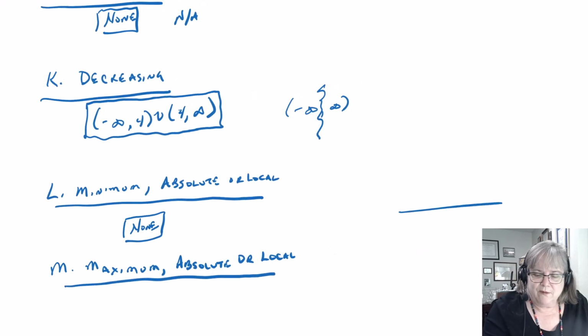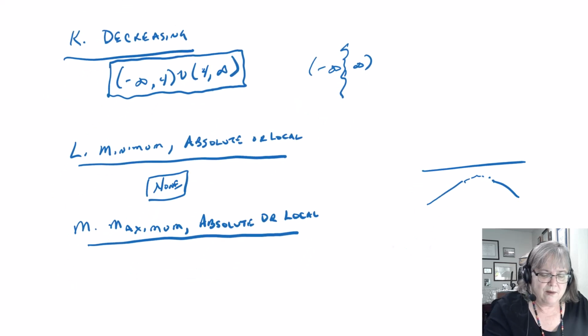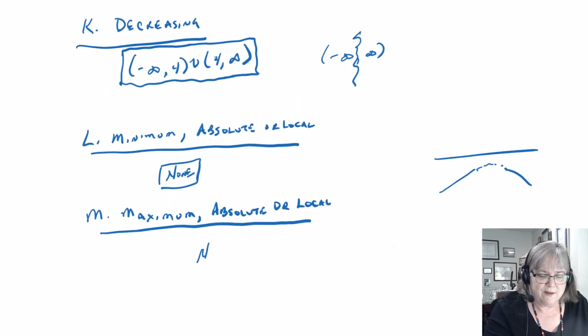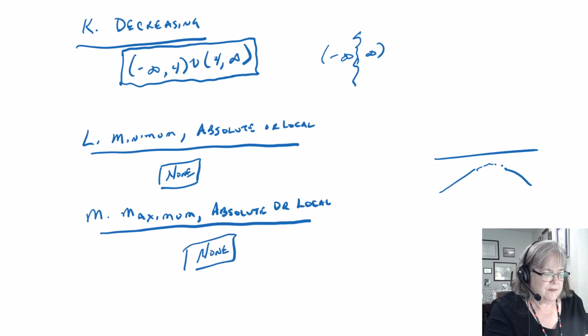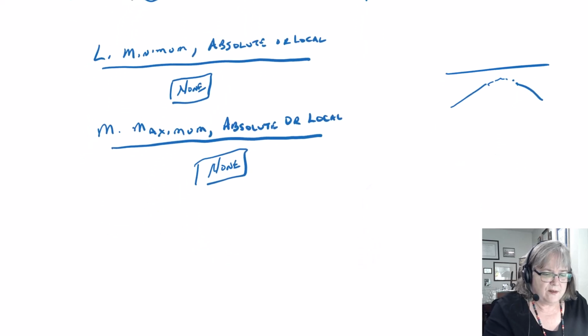We would have been looking for some sort of increasing, decreasing, where you could see like a peak or a mountaintop, and there were none of those either. So let's move on to the second derivative, which will talk about concavity.